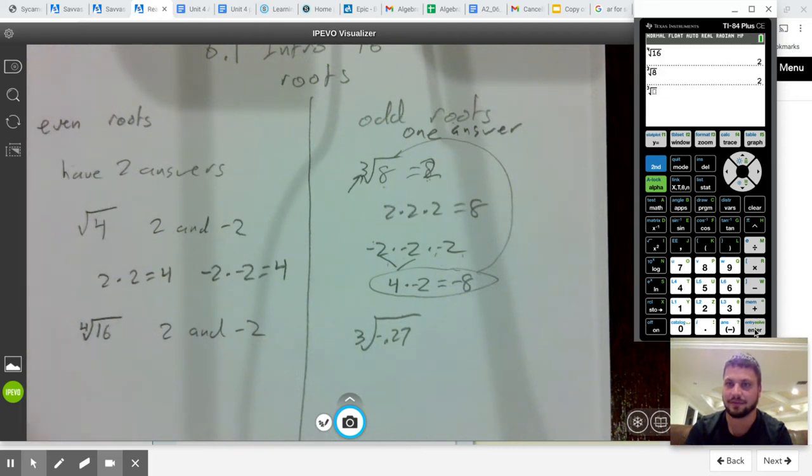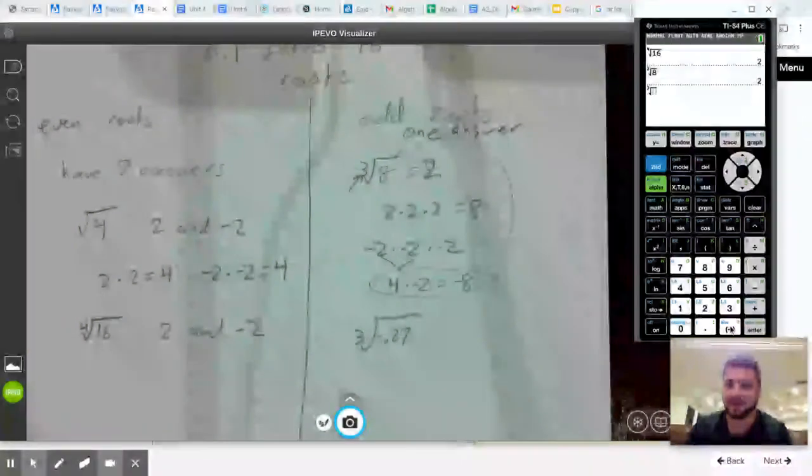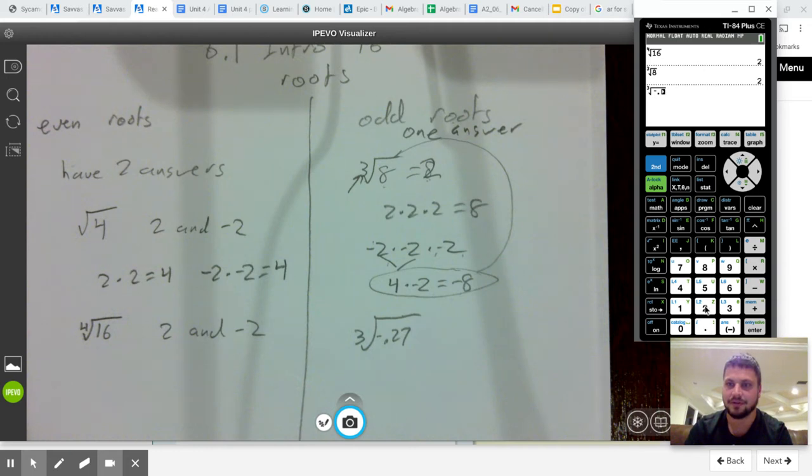The second I hit enter, the 3 turns into the root number. I would type negative 0.27, and it would shoot me out. Oh, that was a bad one.